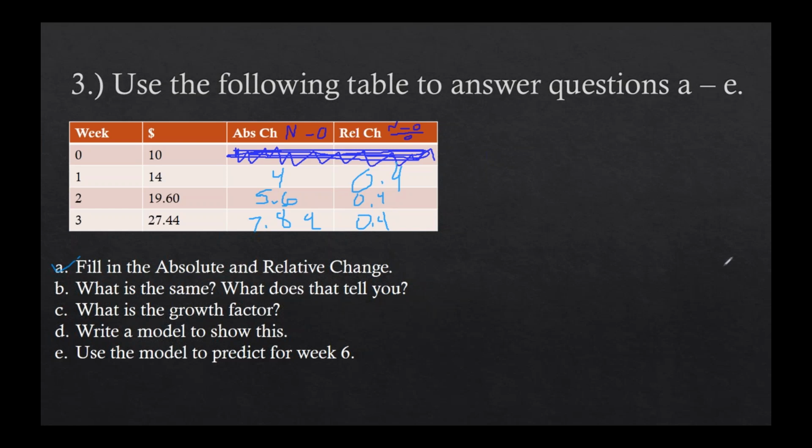Part B says, what is the same? What do you notice about this table? The relative change is the same. Okay, so we're going to get to an example later where the absolute is the same. And so it's a little bit different from what's happening here. Okay, so if the relative change is the same, remember, relative change is the same as percent change. That was section 24. And if we have a percent change, 0.4 is the same as 40%. And that's a positive 40%.